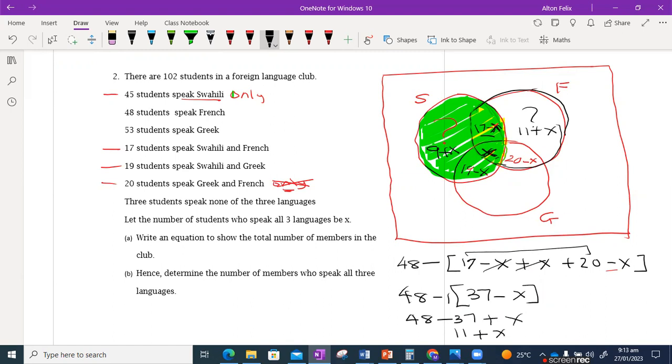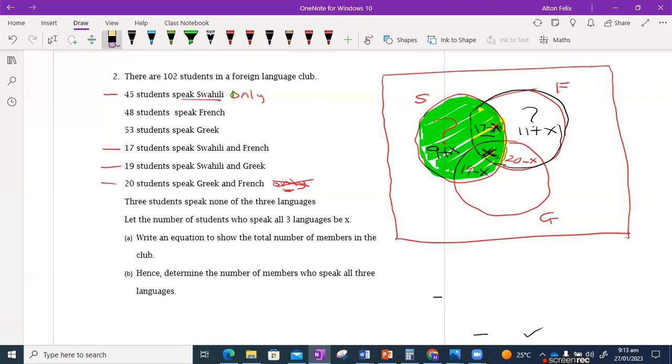And let's do the last one. So let's do the double check. 17 plus 20 is 37, minus 1 by 37 is 37 minus X plus X. So we're good with this one. Let's do the last one there. Okay, so we're now focusing on Greek. 53 students speak Greek. So let's figure out what is Greek only. G only, right?